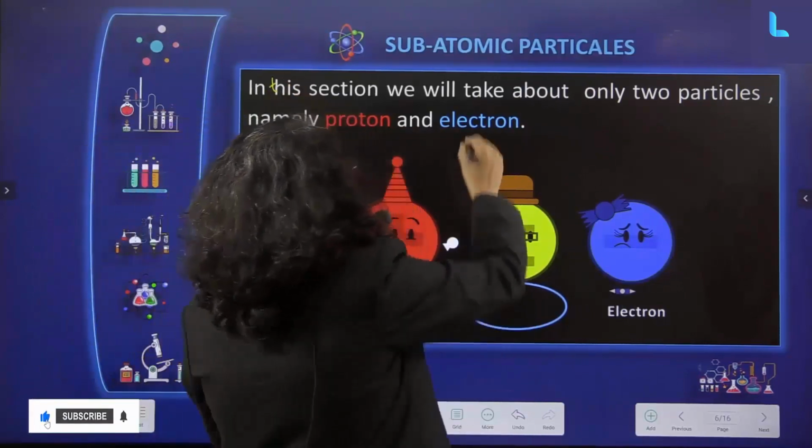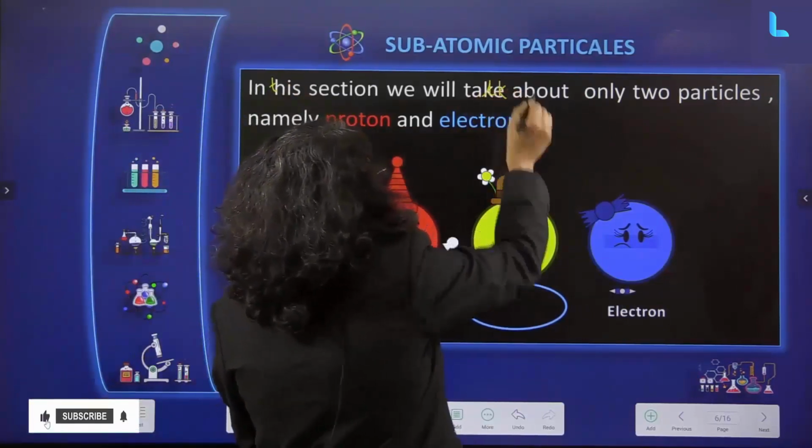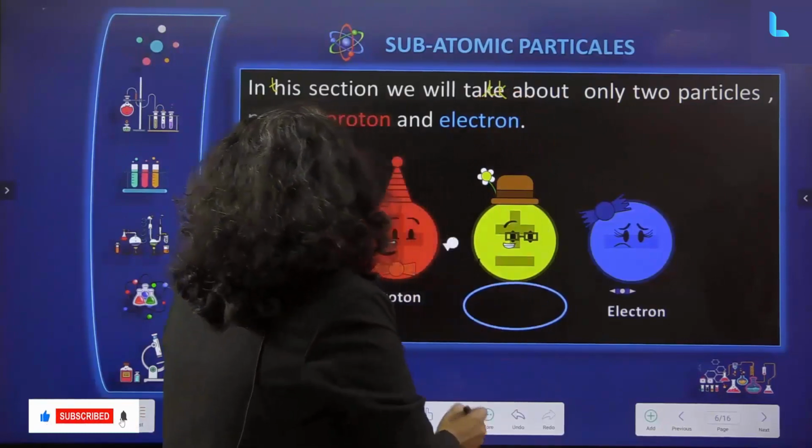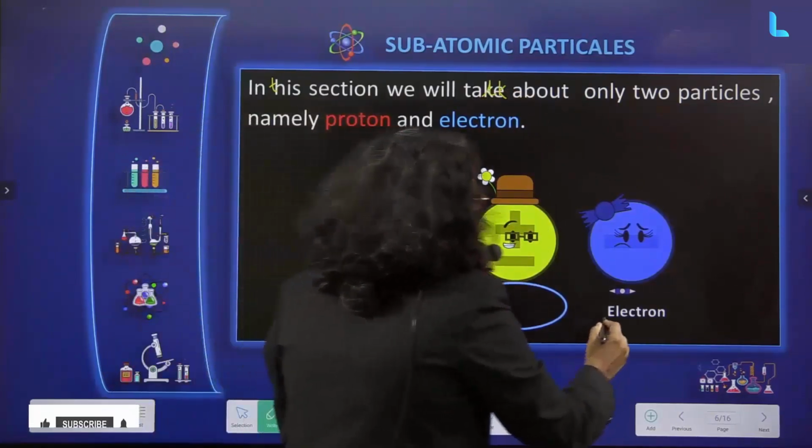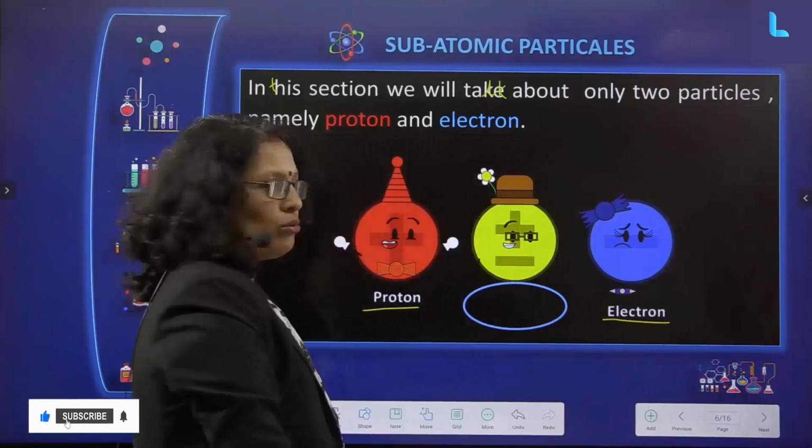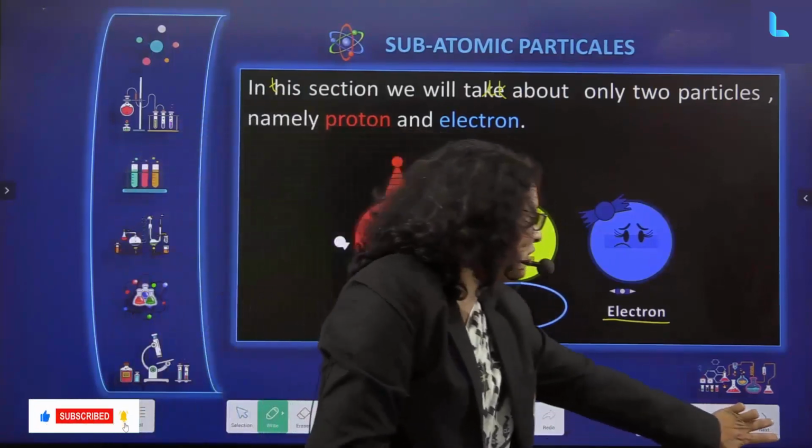We will talk about only two particles, namely proton and electron. Let's see how they have been discovered and the steps involved.